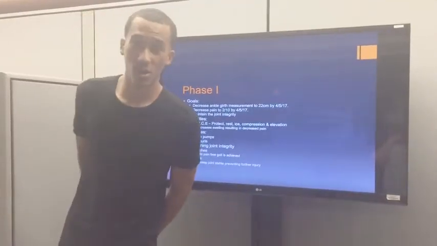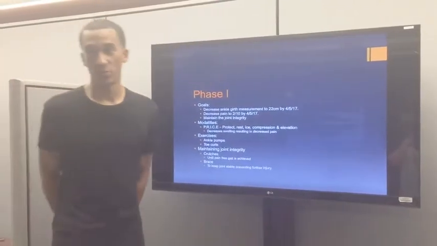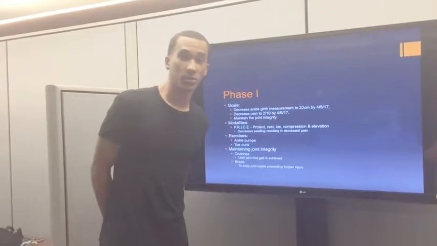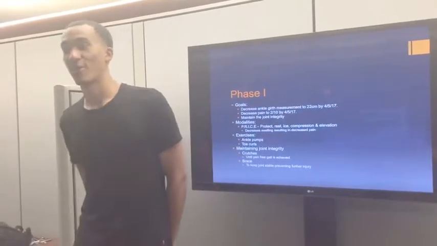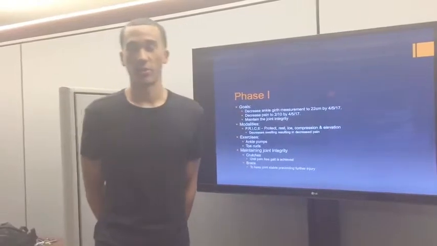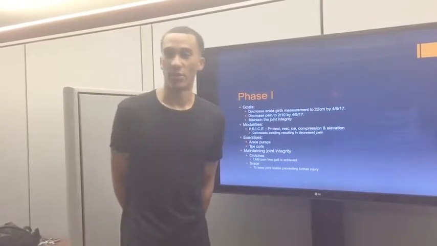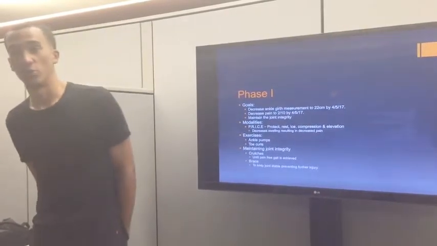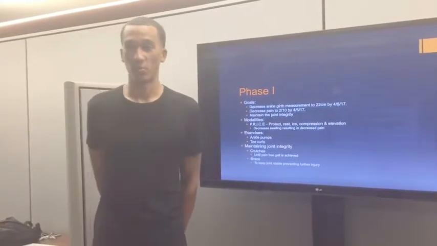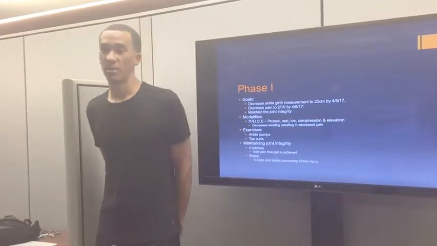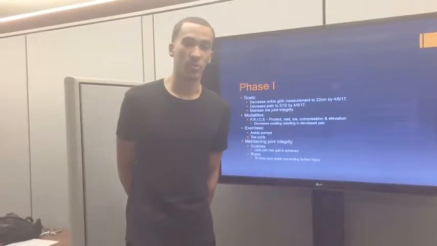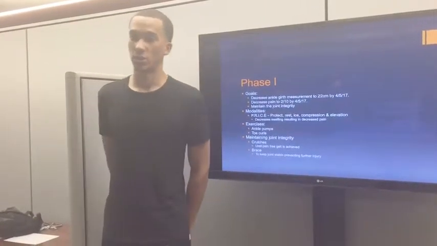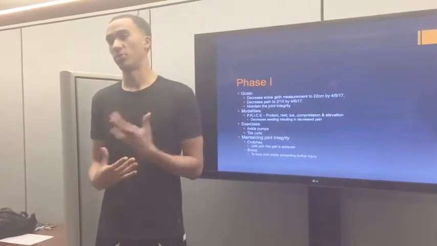All right, in phase 1, our goals are to decrease ankle girth measurement to 22 centimeters by April 5th. We also want to decrease pain to 2 out of 10 by April 5th. And we also want to maintain joint integrity and not prevent any further injury. Modalities that we'll use in phase 1, we'll do PRICE: protection with a brace, rest, ice, compression with an ACE bandage wrap, and we'll also elevate above the heart. We want to do this to decrease swelling and decrease pain.